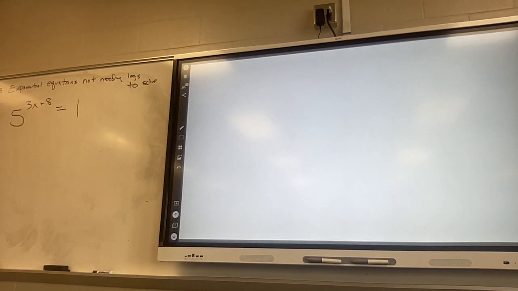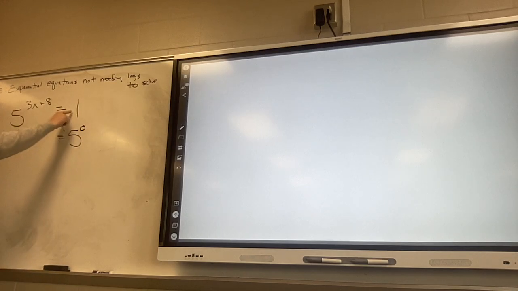So the whole thing today, because we don't need logs, which will be taught partway through tomorrow, is we need to have the same bases. Somehow, I need to get the number 1 to have a base of 5. Is there any way I can make a base of 5 and do something with an exponent to make it worth 1? Anything to the 0 power equals 1.